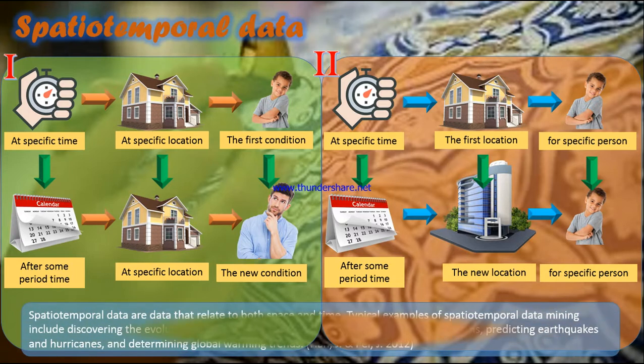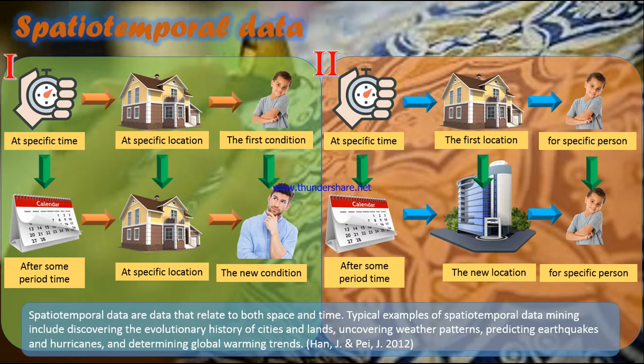Hunt and Pay in 2012 mentioned that spatiotemporal data are data that relate to both space and time. Typical examples of spatiotemporal data mining include discovering the evolutionary history of city and land, uncovering weather patterns, predicting earthquake and hurricane, and determining global warming trends.